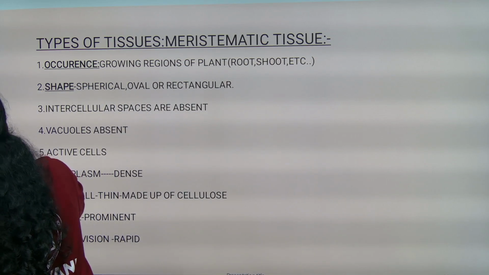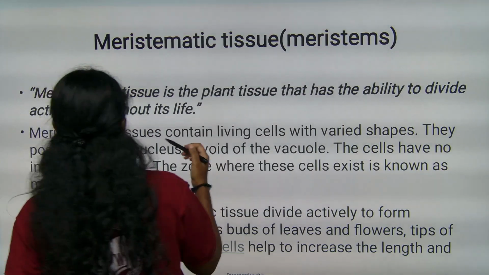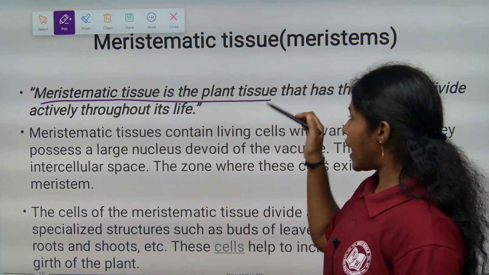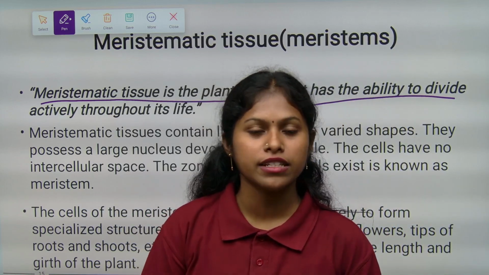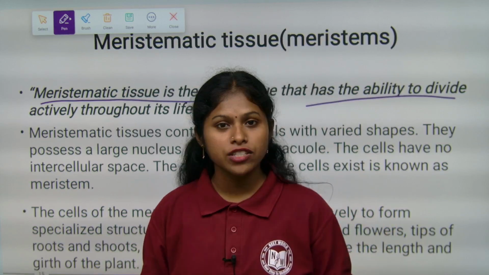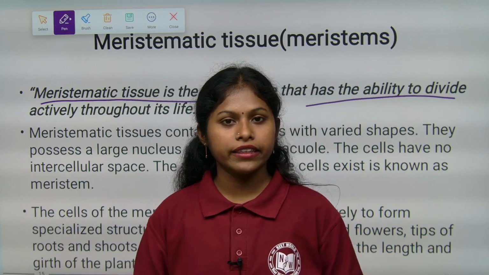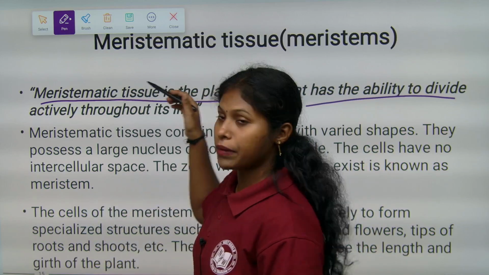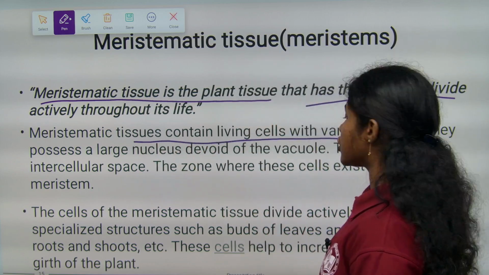Let's see this now. Here is the definition, children. Meristematic tissue is a plant tissue that has the ability to divide actively throughout its life. For animals, at a certain period of time they will grow in height. For plants it is not like that. In their lifetime the branches will grow, and growth in width and height of the plant will be seen because of the meristematic tissue in the plants. Meristematic tissue contains living cells of varied shapes.